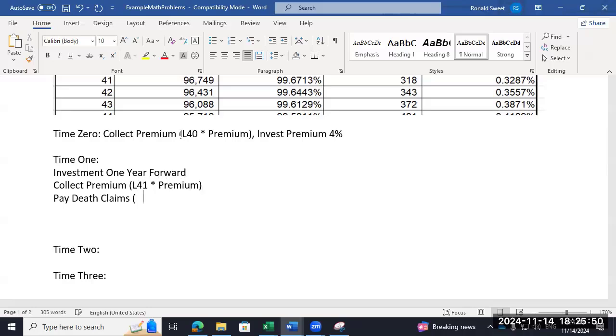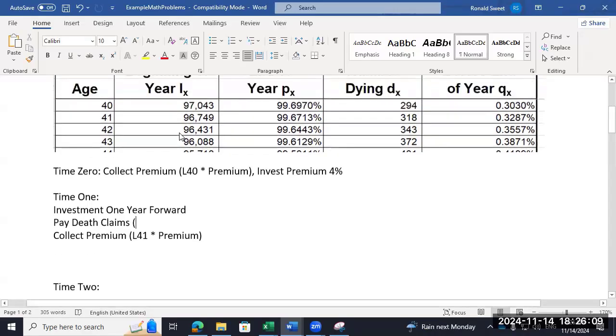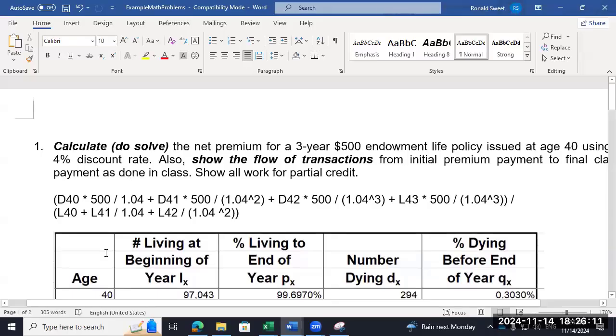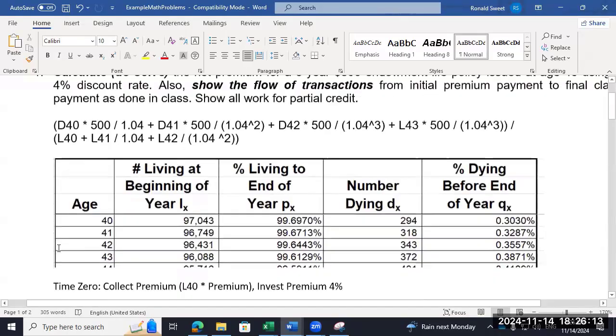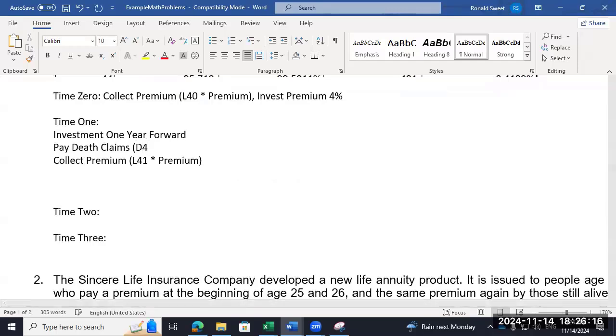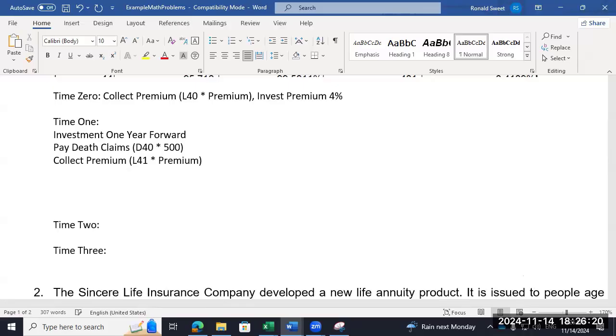And to whom do you pay the death claim? These both happen. You know, you almost put the death claim first. If you think about it, these people die at the end of the year, and then you collect your premium at the beginning of the next year. They happen almost simultaneously, but you technically pay the death claim first. So to whom do you pay this death claim? What does your numerator say? D40, right? So D40 times 500. You collect the premium, and then you invest the net.